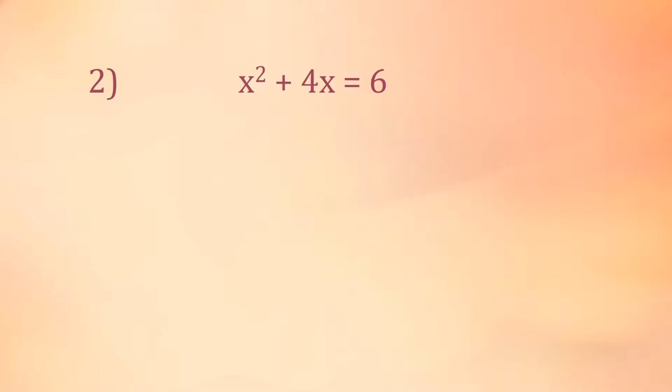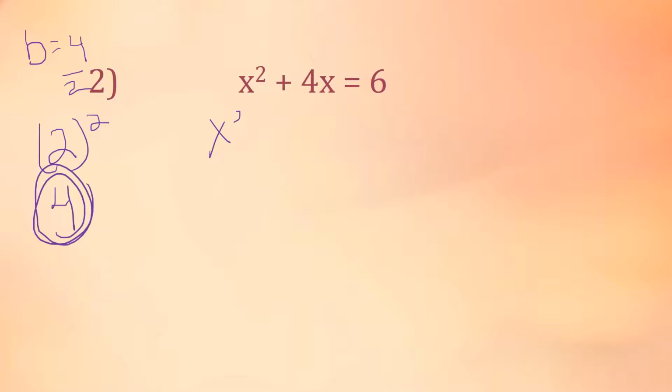So I need to check to make sure that my c is on the right, and it is. The next thing I'm going to do off to the side is identify b, which is 4. I'm now going to take half of 4, divide it in half, and I get 2. I am now going to square that 2, which gives me 4. It ironically ends up being the b. So now I'm going to add this to both sides. And again, on the left side, I just tack it on the end because it doesn't combine with anything. And on the right side, I'm going to get 10.